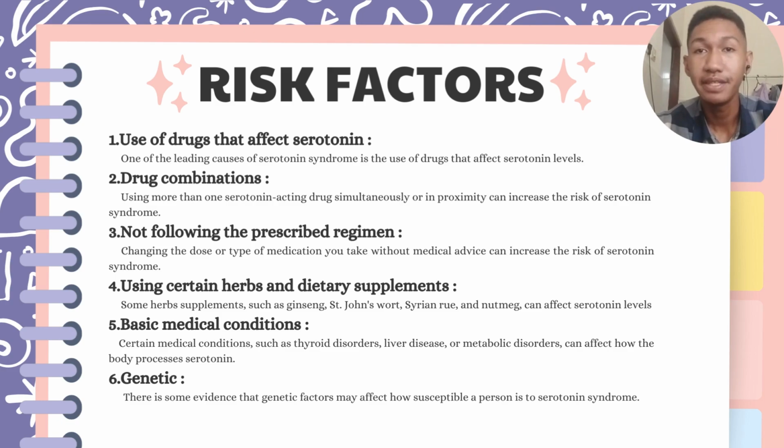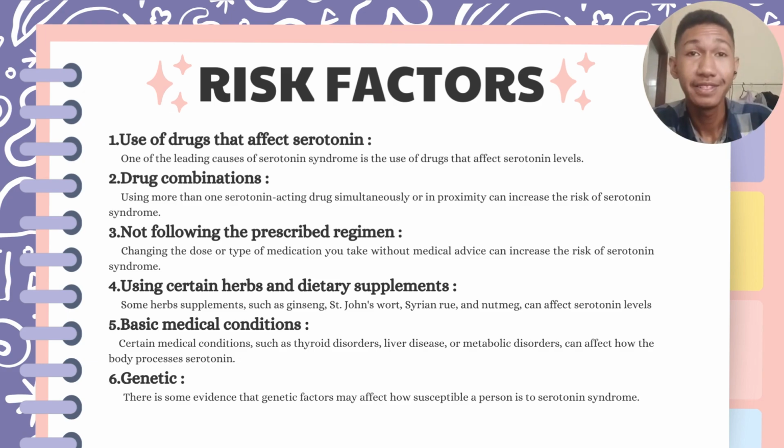The fifth is underlying medical condition. Certain medical conditions such as thyroid disorder, liver disease, or metabolic disorder can affect how the body processes serotonin. The sixth one is genetics. There is some evidence that genetic factors may affect how susceptible a person is to serotonin syndrome. That's all the risk factors that I know.